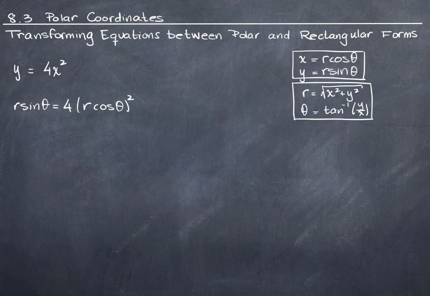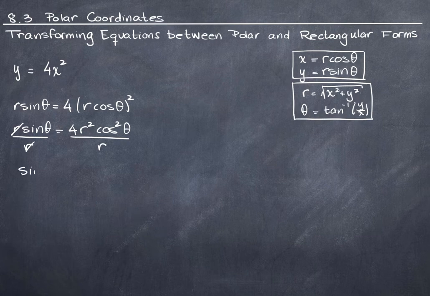My x is squared, so I need to square that entire expression. If I simplify this, I get r sine theta equals 4r squared cosine squared of theta. Now, I could simplify by dividing both sides by r here, but I have to be careful. As in any algebraic exercise, if we divide by a variable, we need to make sure that variable is not equal to 0. Notice that only the r squared gets simplified. The cosine is still squared. So I've divided by r. If r were 0, I'd run into trouble. So I'm going to say here, r cannot equal 0.